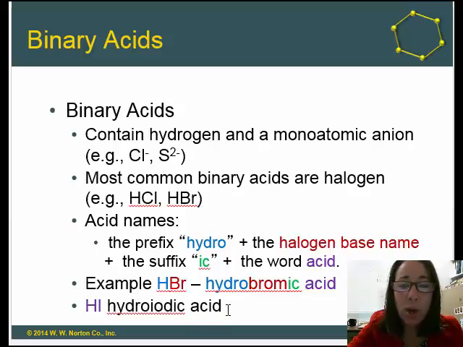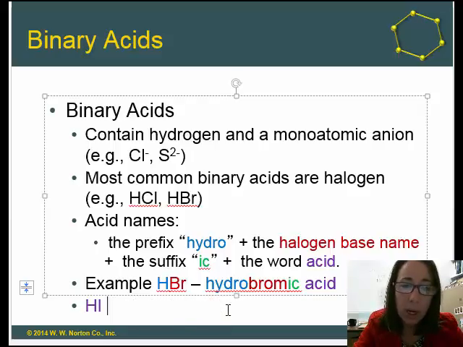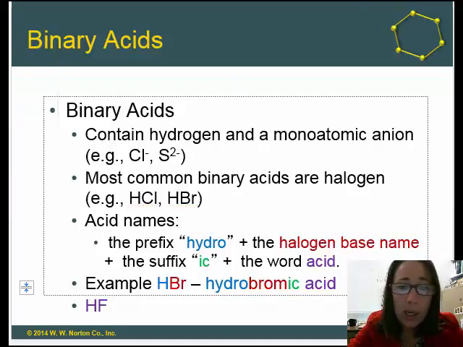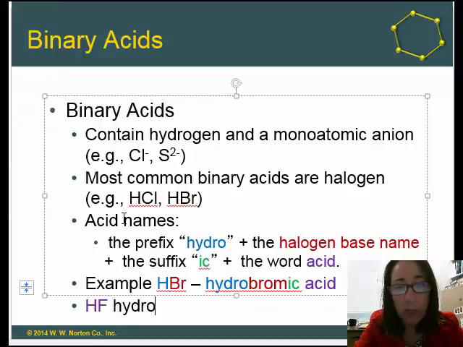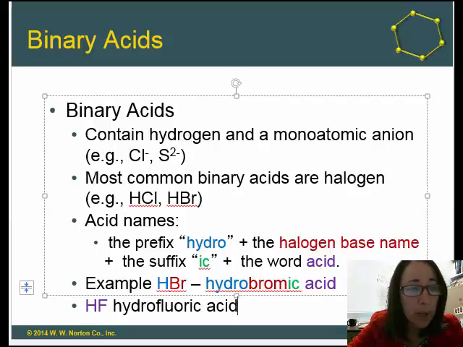HI, hydroiodic acid. If we look at the other halogens, HF would be hydrofluoric acid, and HCl would be hydrochloric acid. So we'll only be looking at 4 binary acids, and you should know their formulas and their names.